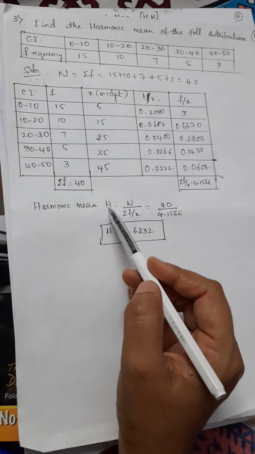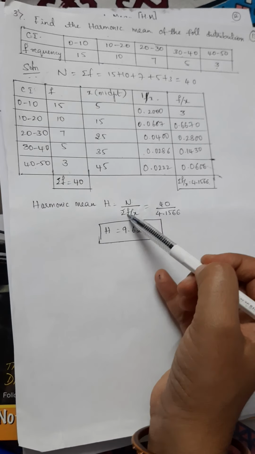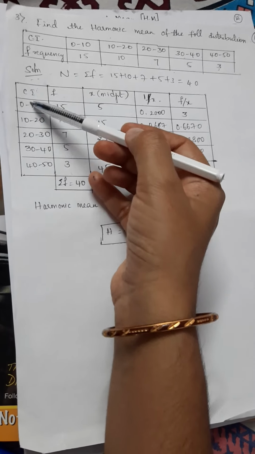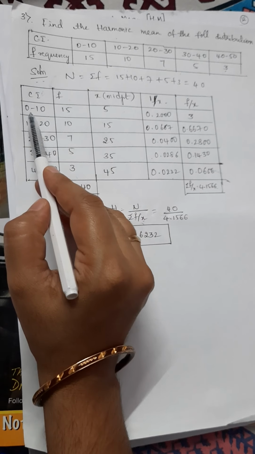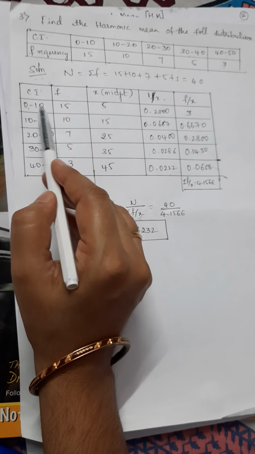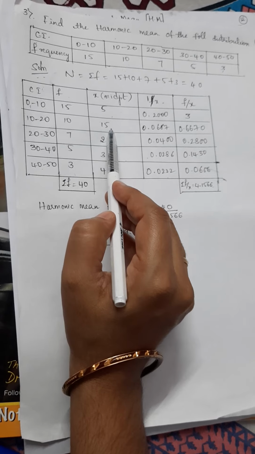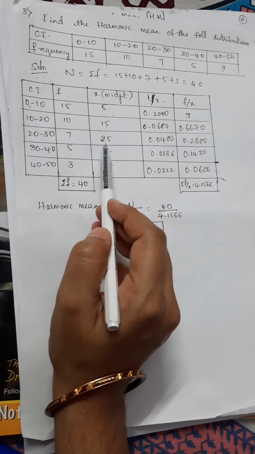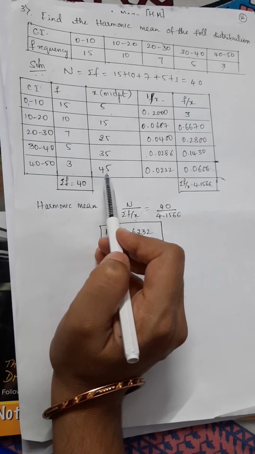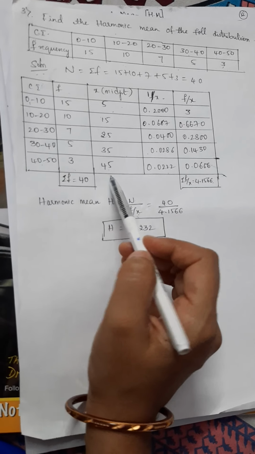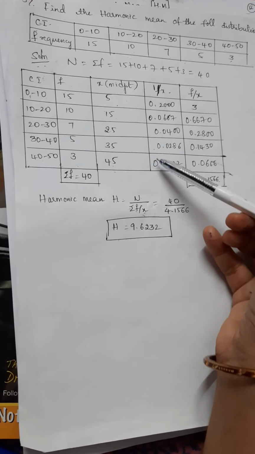Let us write down the formula. H is equal to N divided by summation of f by x. Here x is nothing but the midpoint of the class interval. As we have discussed in the geometric mean, to calculate midpoint, I should add lower limit and upper limit divided by 2. 0 plus 10 divided by 2 is 5. 10 plus 20 divided by 2 is 15. 20 plus 30 divided by 2 is 25. 30 plus 40 divided by 2 is 35. 40 plus 50 divided by 2 is 45. Then I got x values. I'll calculate 1 by x values: 1 by 5, 1 by 15, 1 by 25, 1 by 35, 1 by 45.